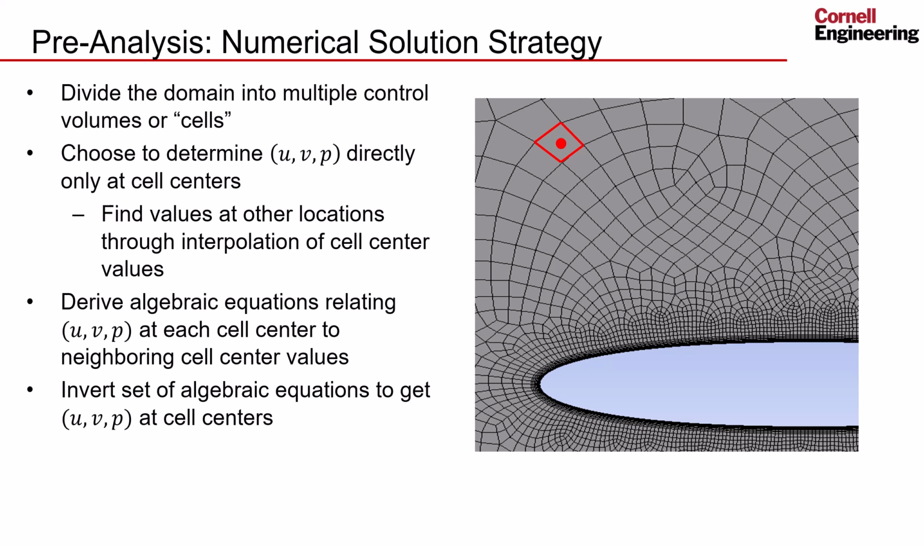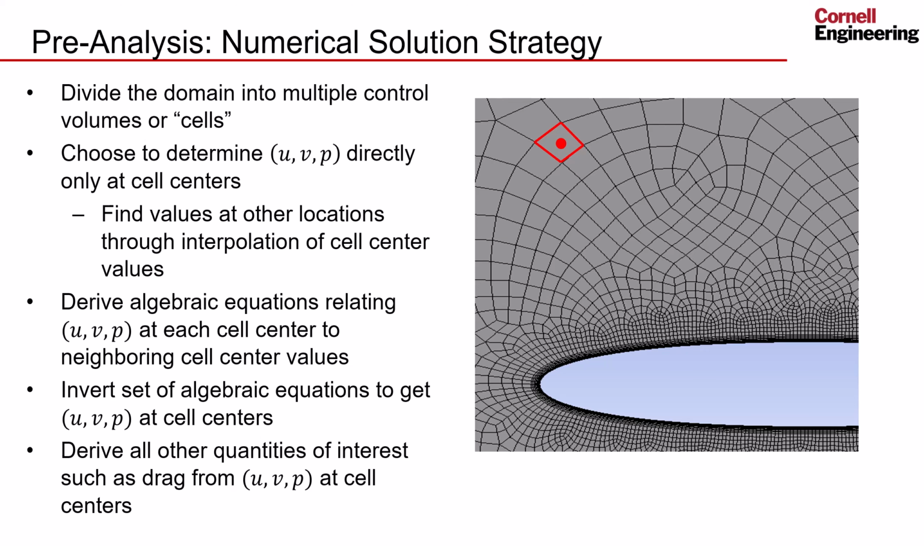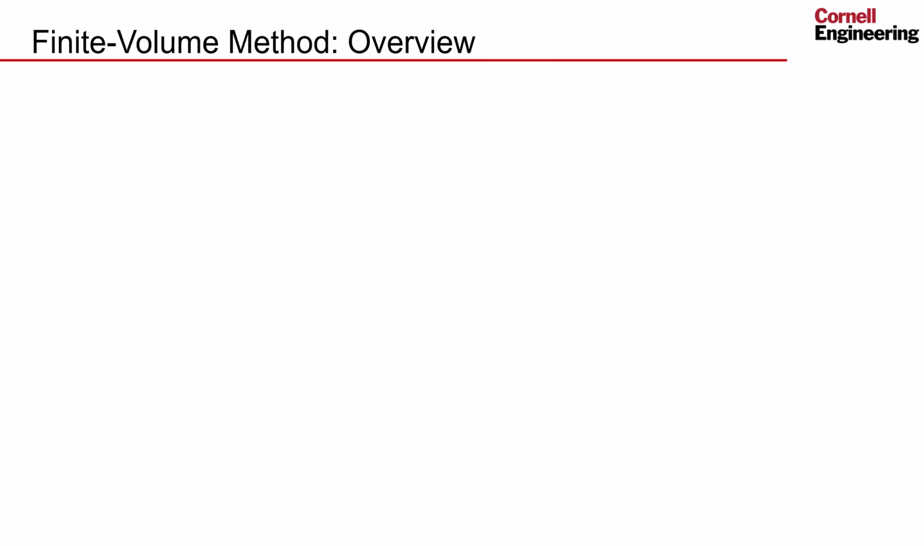Importantly, the solver only directly determines the values of our unknown functions. All other quantities and visualizations are post-processed from these values. To develop and solve these equations, Fluent uses the finite volume method.